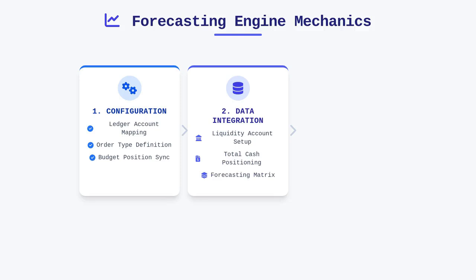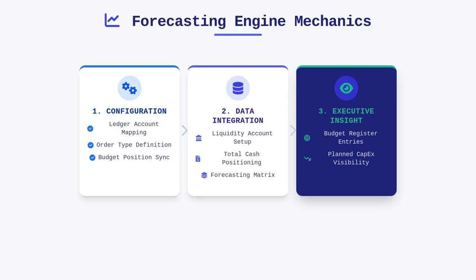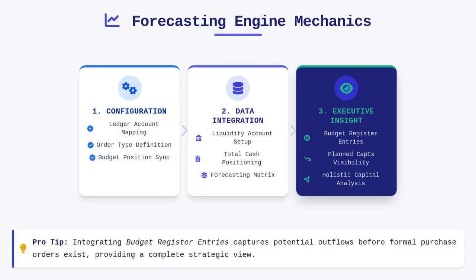Furthermore, the inclusion of budget register entries allows the system to factor in planned capital expenditures that might not yet have a formal purchase order. This provides an executive-level look at potential cash outflows even when specific procurement processes have not yet fully matured. By factoring in these budget entries alongside real-world transactional data, the system creates a holistic environment for analyzing capital allocation.